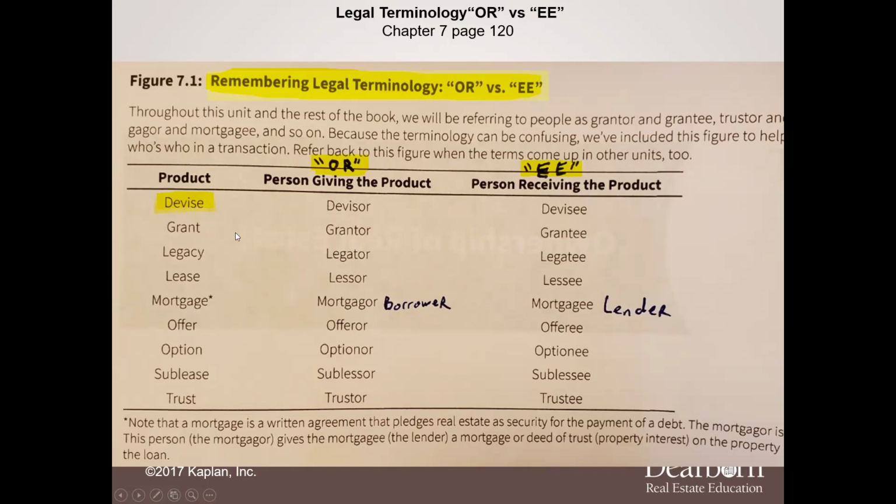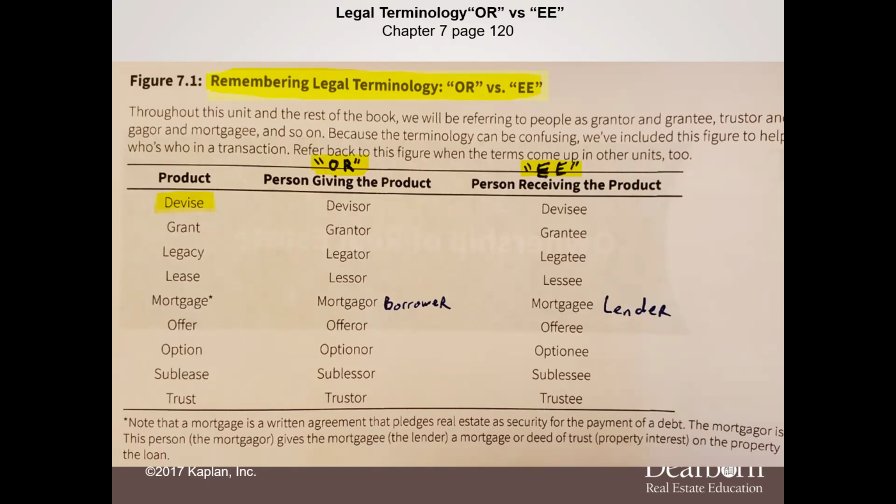What is devise? It's a gift of property. So it's when you're leaving property to somebody by a will. So devisor is the one who made the will and is giving you that property, and devisee is the one who is named in the will to receive it.